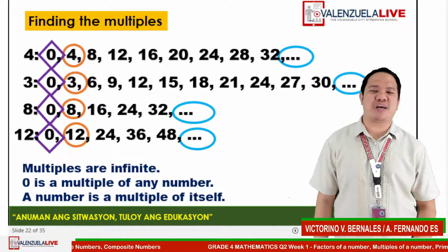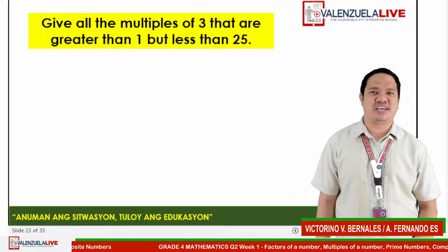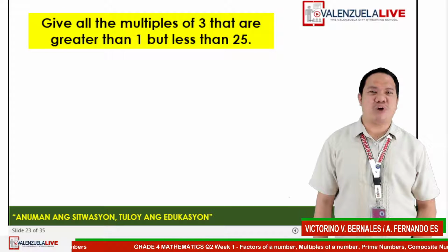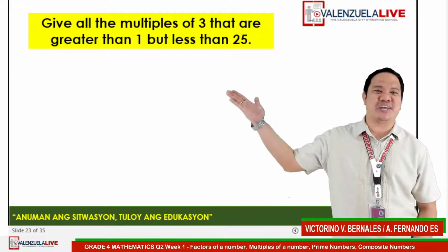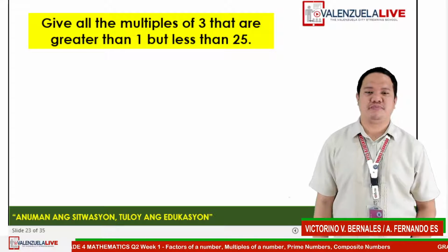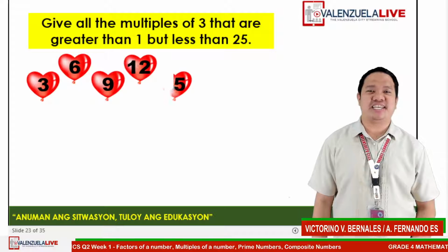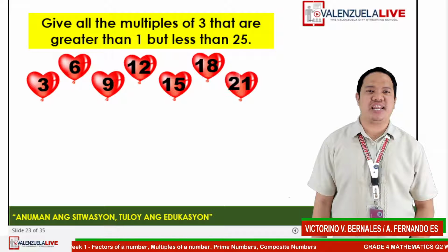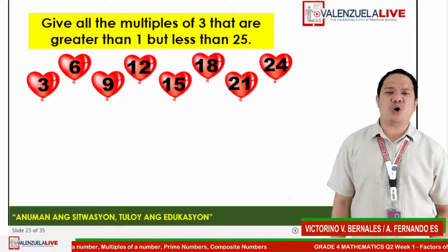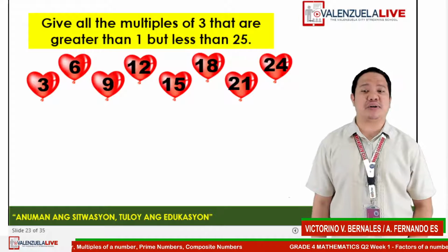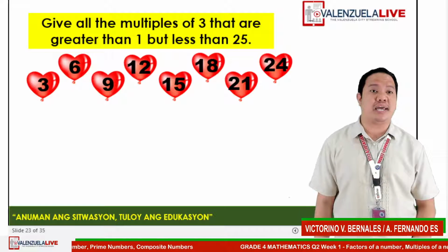Let us have more examples of giving multiples of a given number with the given conditions. First, we give all the multiples of 3 that are greater than 1 but less than 25. So we have 3, 6, 9, 12, 15, 18, 21, and 24. We are not going to put the 3 dots after the list because all multiples greater than 24 should not be listed to satisfy the given condition.